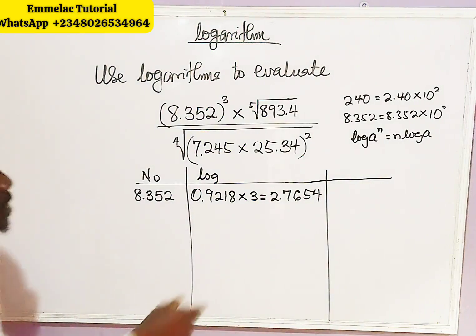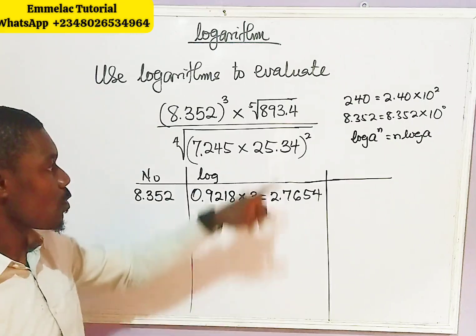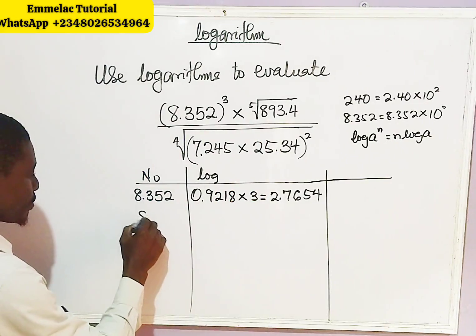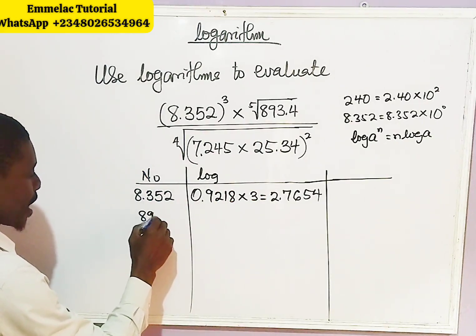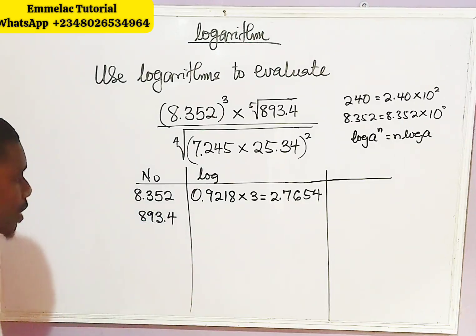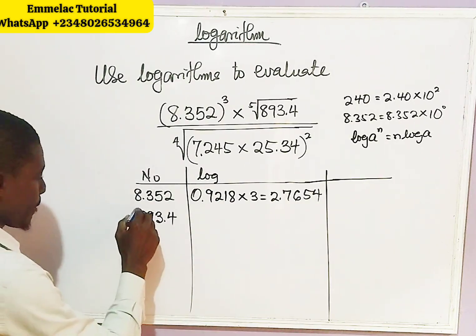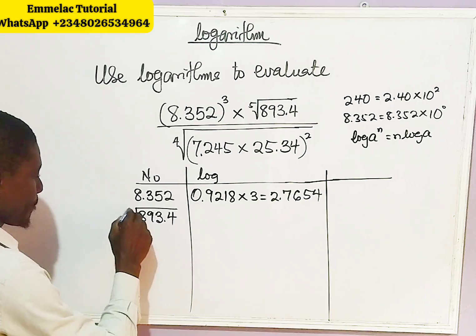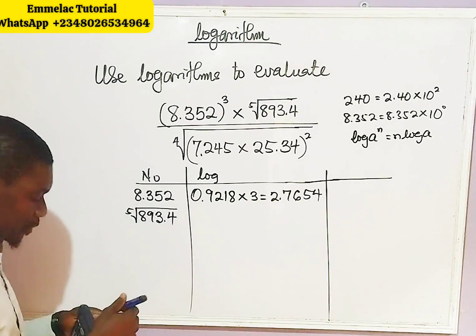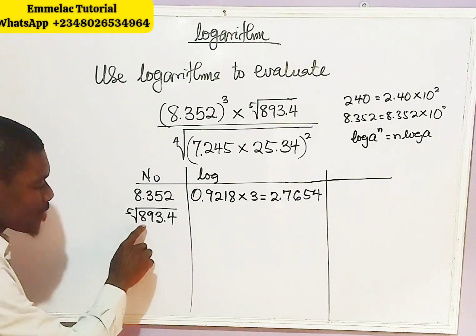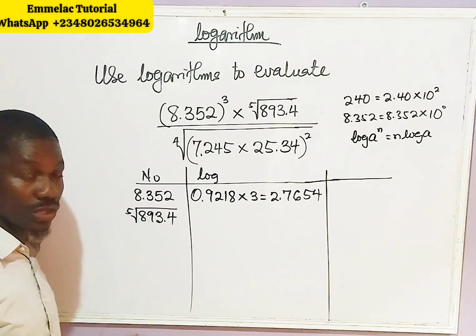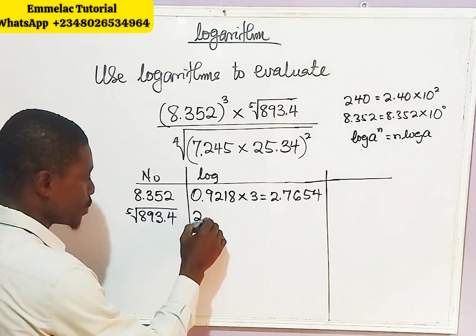Okay, now the next one is this. First of all, we'll work with what's in the radical first. So here we have 893.4. But take note, work with what's in the radical first. So in this case, how many digits do we have before the decimal? 1, 2, 3. So 3 minus 1 will give us 2. So our characteristic here is 2.